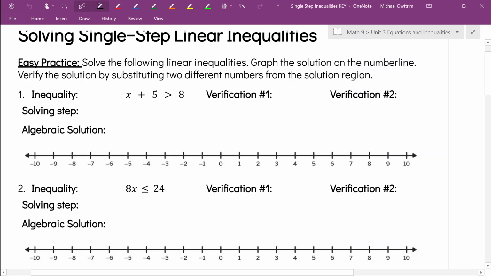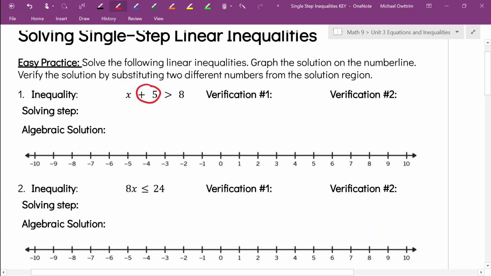Hello class, today we're taking a look at solving simple single-step linear inequalities. So we want to remember that when we're solving an inequality, we use the same steps as we would use for solving an equation. So when we look at our inequality, x plus 5 is greater than 8, we want to ask ourselves, how do we isolate our x?